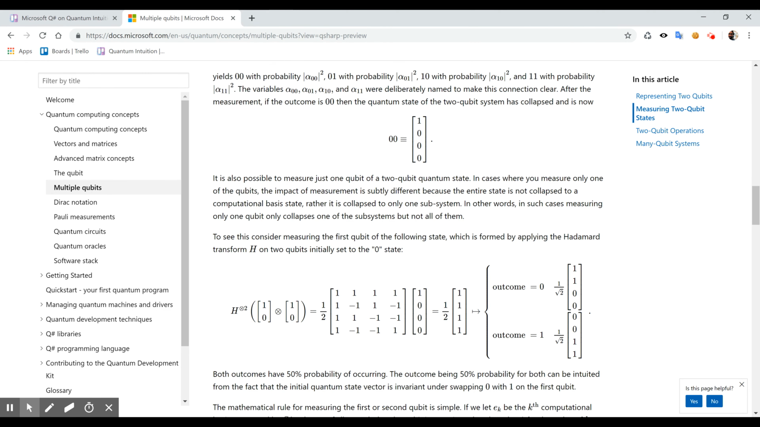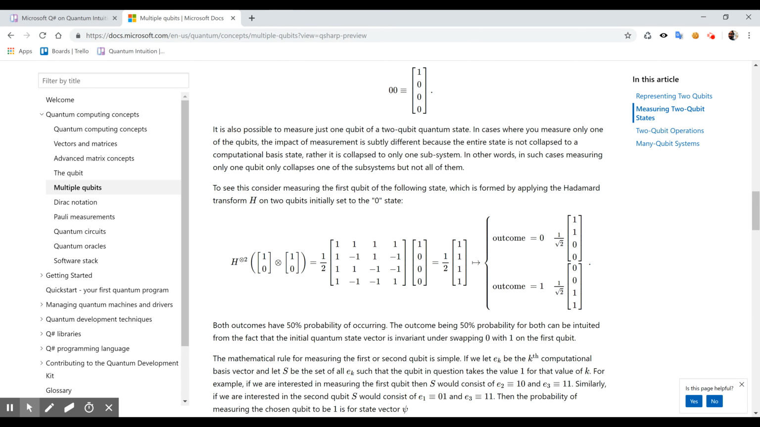It's also possible to measure just one qubit of a 2-qubit quantum state. In cases where you measure only one qubit, the impact of measurement is subtly different because the entire state is not collapsed. Rather, it is collapsed to only a subsystem. In other words, measuring only one qubit only collapses one of the subsystems, but not all of them.